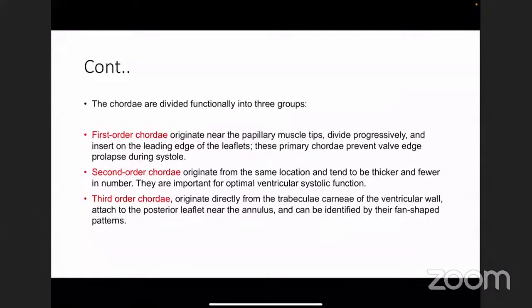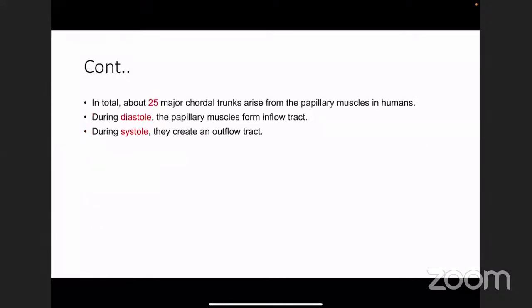The chordae are divided functionally into three groups. First order chordae originate near the papillary muscle tips, divide progressively, and insert on the leading edge of the leaflet. These primary chordae prevent valve edge prolapse during systole. Second order chordae originate from the same location and tend to be thicker and fewer in number. They are more important for optimal ventricular systolic function. The third order chordae originate directly from the trabeculae carneae of the ventricular wall, attach to the posterior leaflet near the annulus, and can be identified by their fan-shaped pattern. In total, about 25 major chordal trunks rise from the papillary muscles in humans.